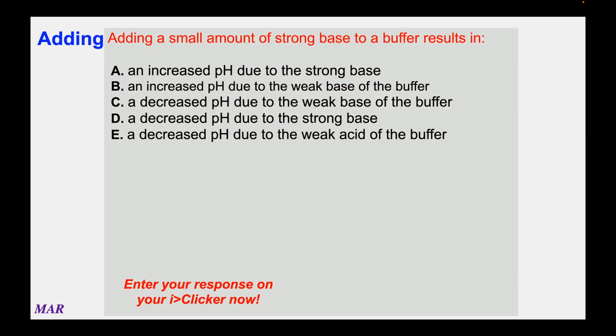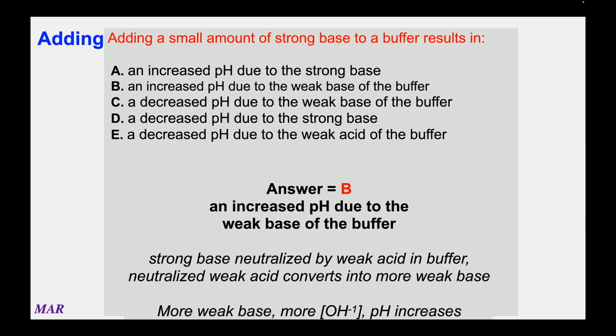So the base is going to make your pH go up, but does it go up from the strong base, or does it go up because of the weak base of the buffer? And I would absolutely argue that it goes up because of the weak base of the buffer. The strong base will be neutralized by the weak acid, and in the process the weak acid concentration will go down, the weak base will increase. So it goes up because of the weak base, and it's a much smaller increase, all right? So that's why these things happen.